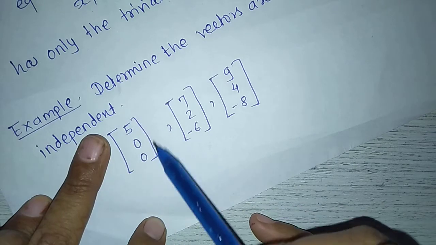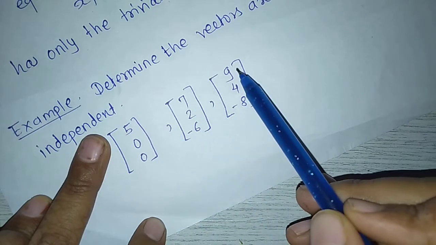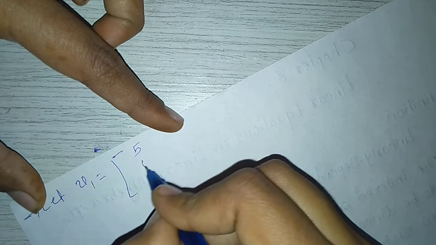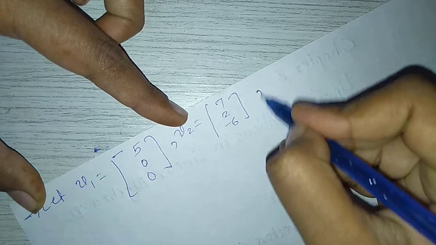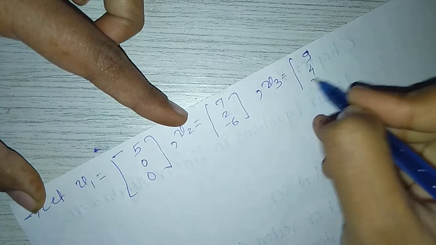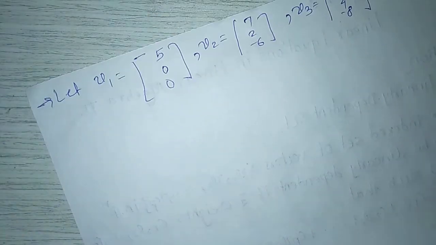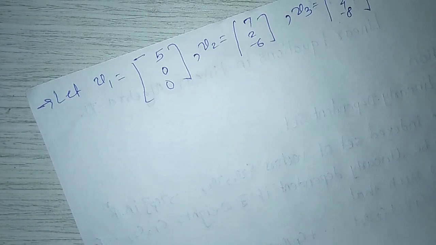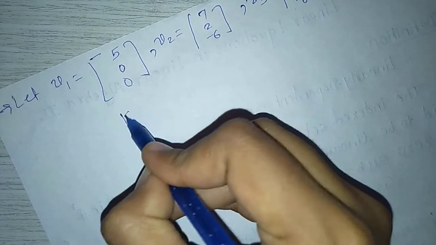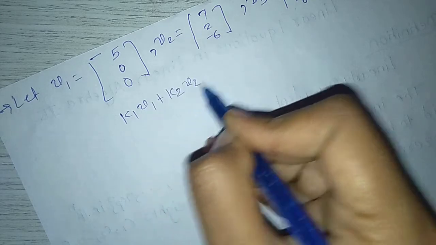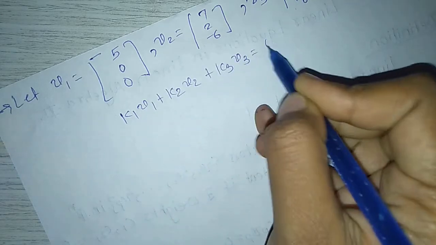First vector 5, 0, 0. Second 7, 2, minus 6. Third 9, 4, minus 8. Let v1 equal to 5, 0, 0, v2 equal to 7, 2, minus 6, v3 equal to 9, 4, minus 8. Now write the vectors v1, v2, v3 as a linear combination, k1 v1 plus k2 v2 plus k3 v3 equal to 0.